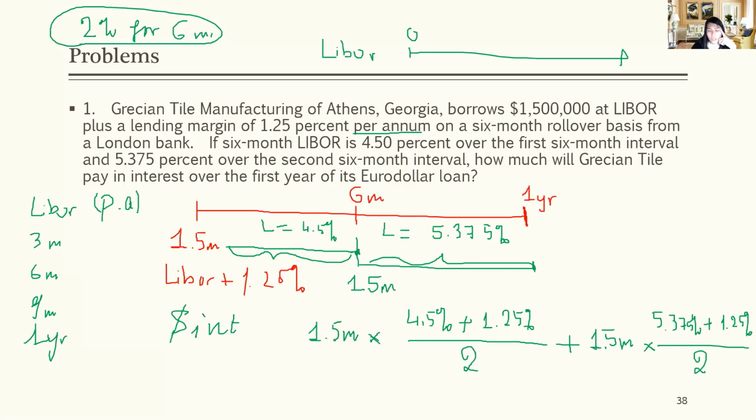Okay, so where were we? We are here. To compute the total interest payment that we have paid over the year, we just take the interest in the first 6 months plus the interest in the next 6 months, right? If that's the case, we will find that the interest payment is $92,812.50 in the first year of the loan.